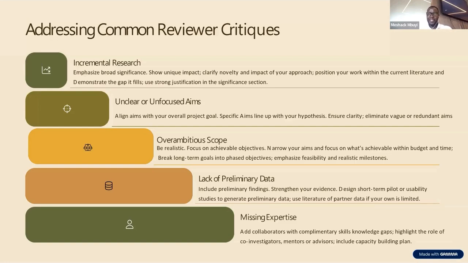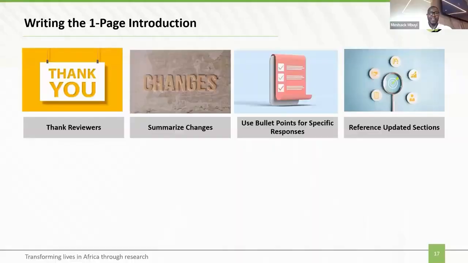If they say that your application is missing expertise, then you need to add collaborators with complementary skills to address the knowledge gaps. You need to highlight the role of co-investigators, highlight what role your mentors or your advisors will play, but also most importantly, you need to include a capacity building plan.